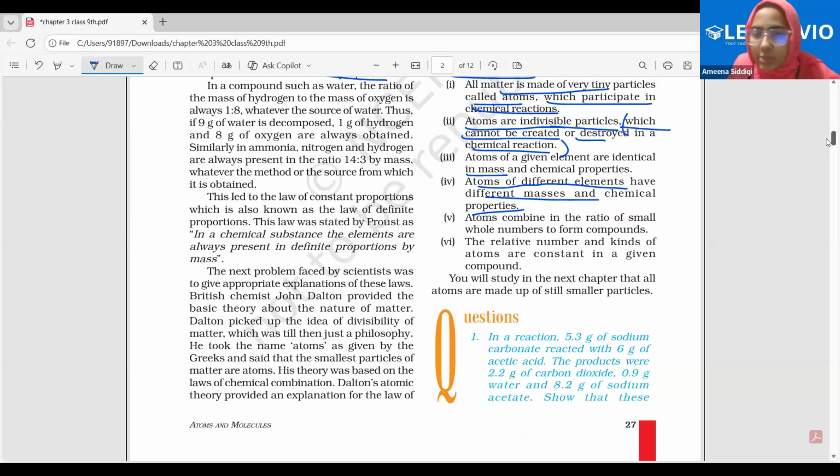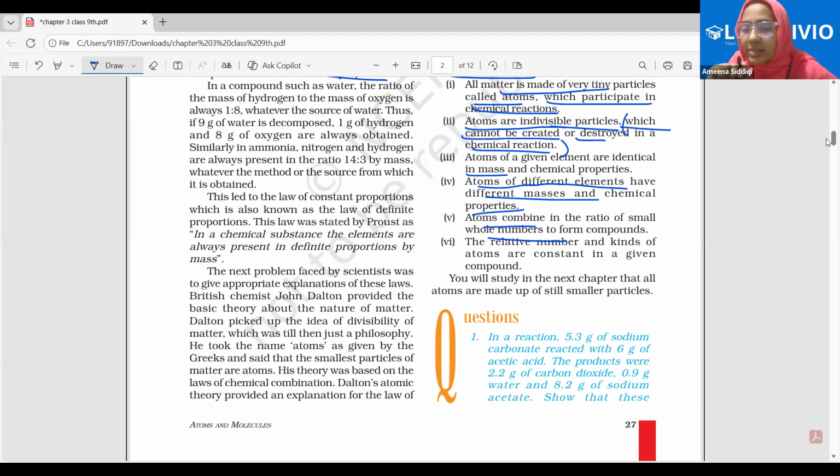Atoms combine in the ratio of small whole numbers to form compounds. That is the same thing which was said by the law of constant proportion, that atoms combine in the ratio of small whole numbers to form compounds. Hydrogen and oxygen: what is the small whole number? Two atoms of hydrogen combining with one atom of oxygen to form water. That's the same thing. Come to the sixth point.